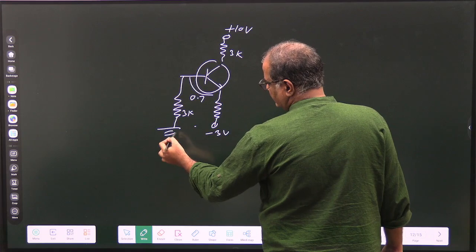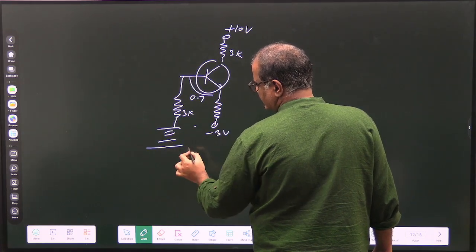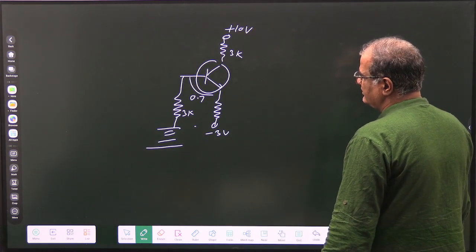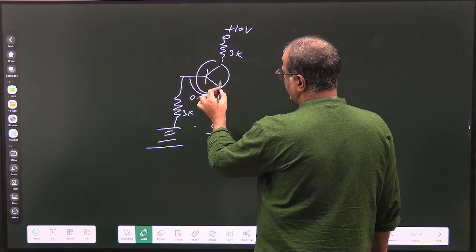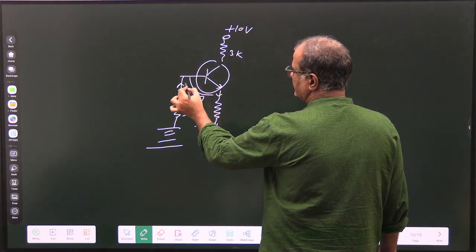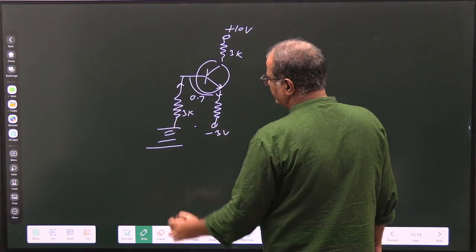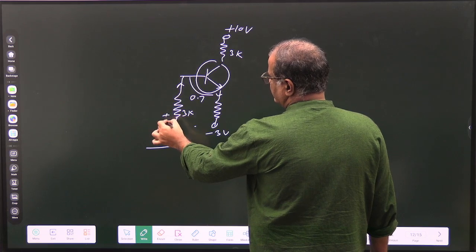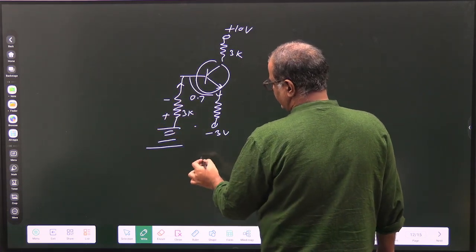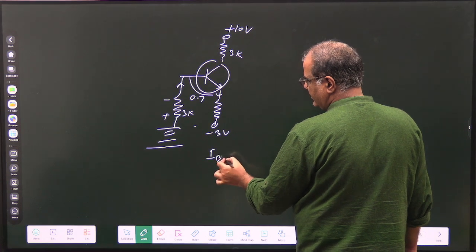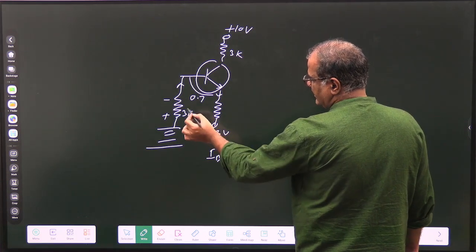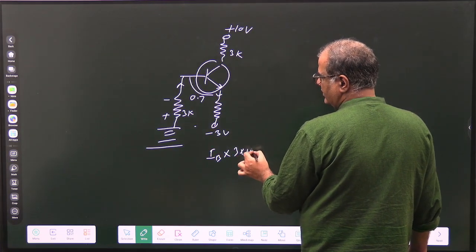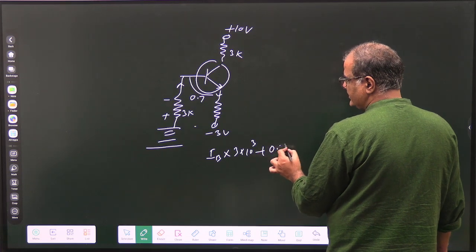I'll start. This is 0. Okay, this is 0. So I'm assuming the current is flowing like this, and I'll go in the direction of current. That means this is a plus, this is a minus. Okay, so I'll add IB into RB. This is RB, 3 kilo ohm, plus 0.7.